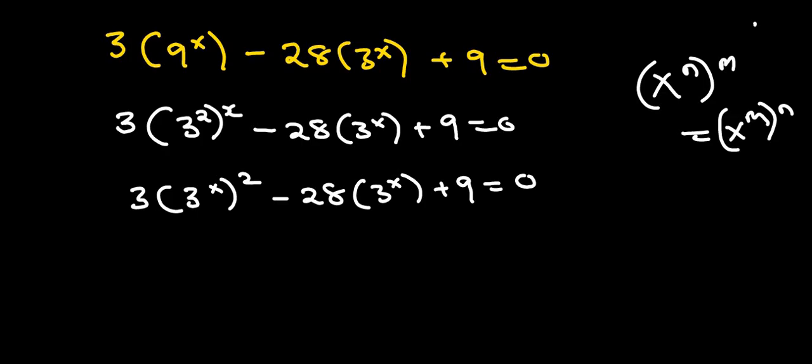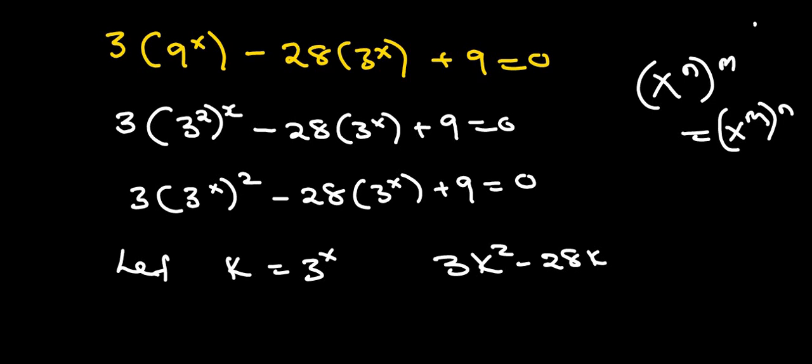Okay, so silence means there are no questions. We proceed by replacing this part that is 3 to the power x. We can use k. k is equal to 3 to the power x. So this will be 3k squared minus 28k, then plus 9 is equal to 0.